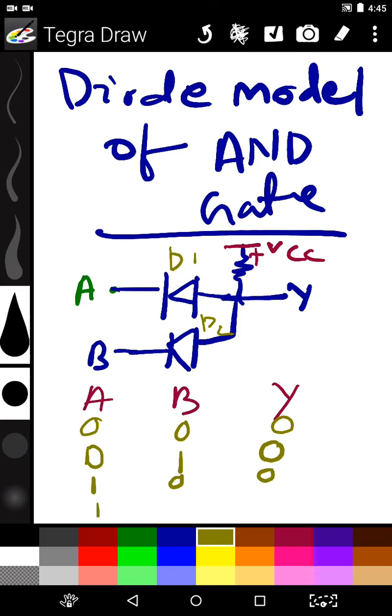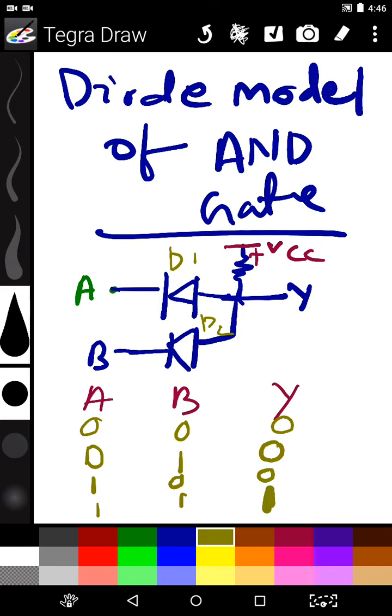Now, when both inputs are 1, both D1 and D2 are reverse biased. So the Y terminal will be disconnected from the ground, and we obtain the voltage across the Y terminal. That's why the output will be 1.